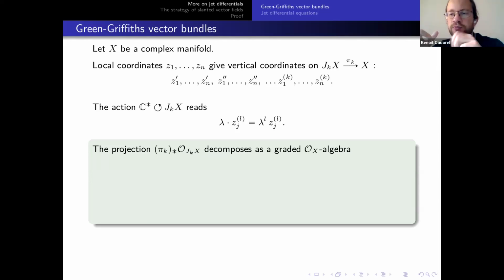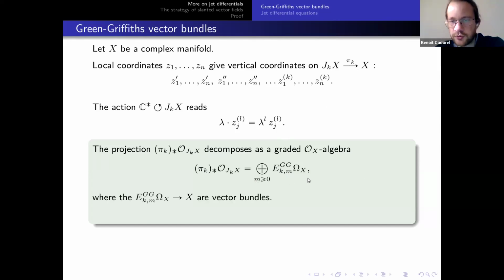You may want to look at it as the Proj functor applied to some algebra, and this algebra you can describe as follows. Simply project the structural sheaf of J^k X to X, and it gives you a sheaf whose sections are precisely the polynomials in these coordinates with coefficients, say, holomorphic functions on the base. And looking at the weights of these polynomials, in these coordinates d^j to the power L, it gives you a weight, which I indicated by this m here.